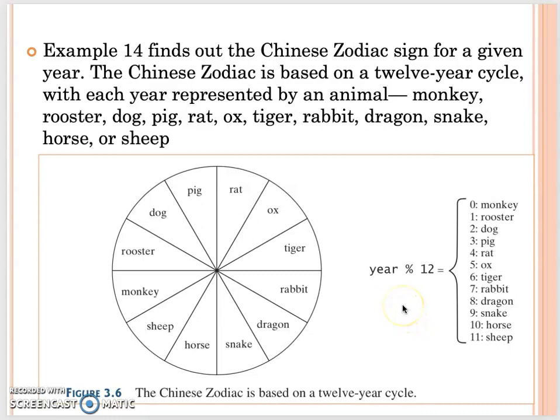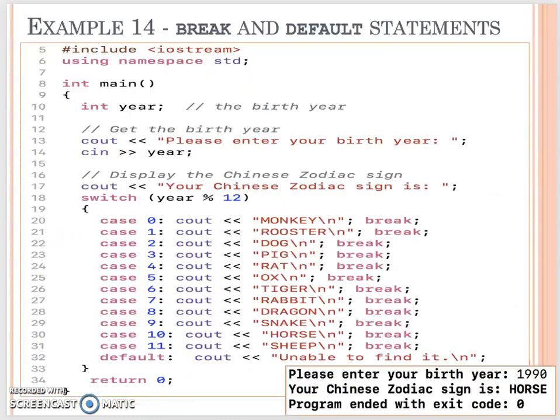So that's a good example for the switch statement. Because you see here, after I divide by 12 to find the remainder, I have so many choices. You really don't want to have so many if-else statements. That's why here we will see example 14. What we will do is just ask the user to enter their birth year. Then I will tell you which animal your Chinese zodiac sign is.